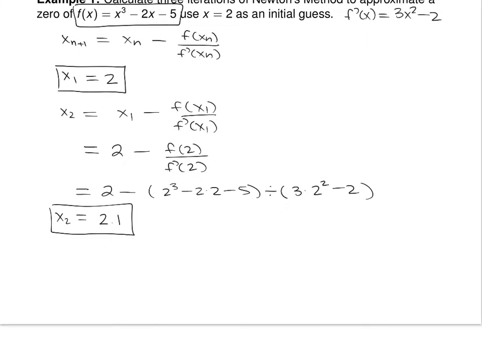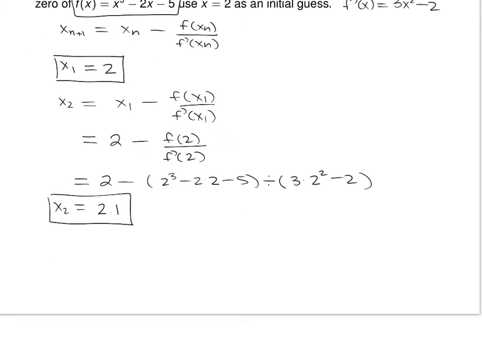Okay, and then how would you find x3? x3 would equal what? 2.1. Yeah, I'm going to say it like this first: x2 minus f of x2 over f prime of x2, but I think you were there. So it will equal 2.1 minus plug in 2.1 into f divided by plug 2.1 into f prime, right? Okay, so go ahead and try that.